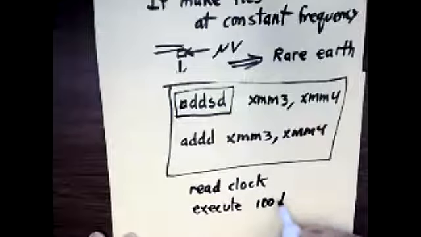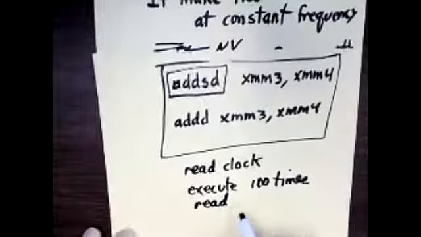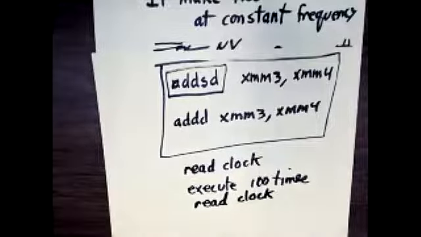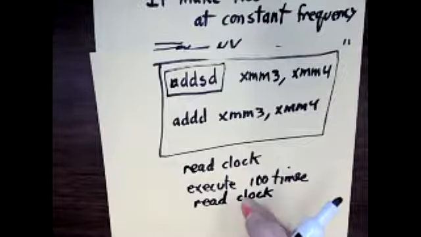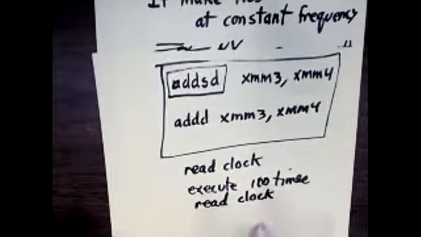(100 times). Then you read the clock again. Then you know how long it took to execute it 100 times. Then you divide the difference of these two clocks by 100, and you have in principle how long it takes this instruction to execute one time.